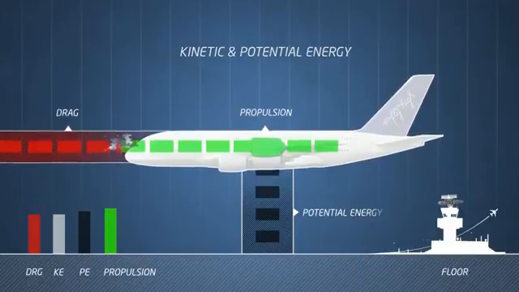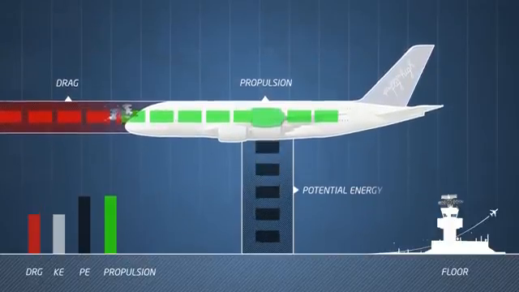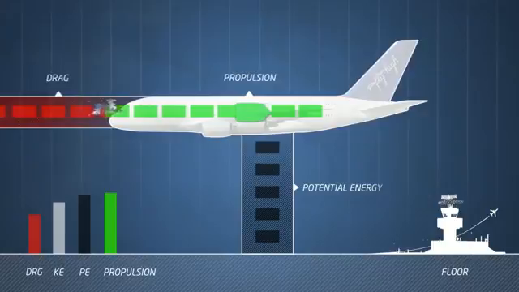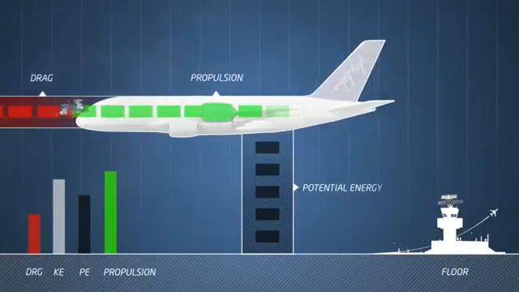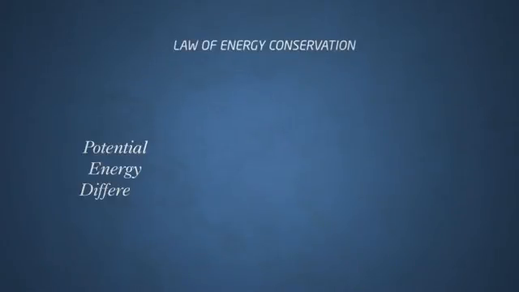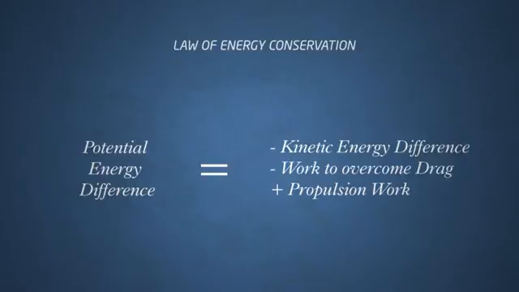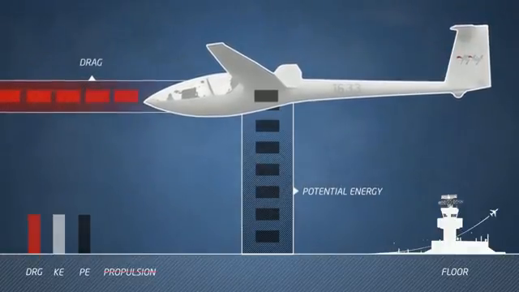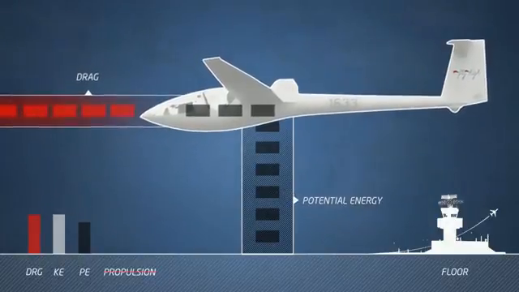When an airplane is in the air, its potential energy increases and it therefore requires propulsion. When an airplane accelerates, its kinetic energy increases and likewise it requires propulsion. The law of energy conservation asserts that potential energy difference equals negative kinetic energy difference minus work to overcome drag plus propulsion work. A sailplane can find and maintain a constant velocity by diving, whereby its potential energy loss balances the work to overcome drag without the need for propulsion.